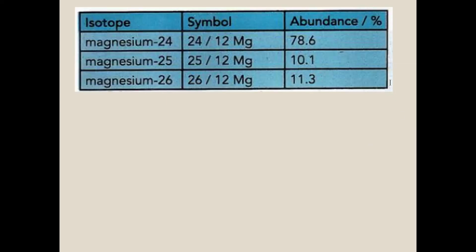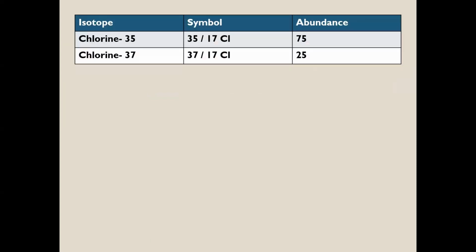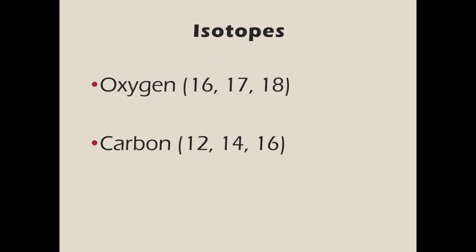I will give you some problems to solve yourself. This is to calculate the atomic mass of copper. There are 2 isotopes. This is the mass, and this is the percentage. Calculate it and write down the calculation in the comments down below. Chlorine, the same way, mass and abundance or percentage. And the iron, try to take a screenshot or pause the video and solve it. It's very important to solve it.